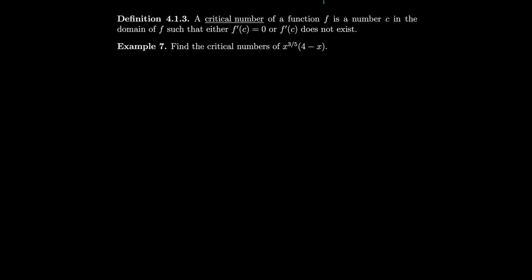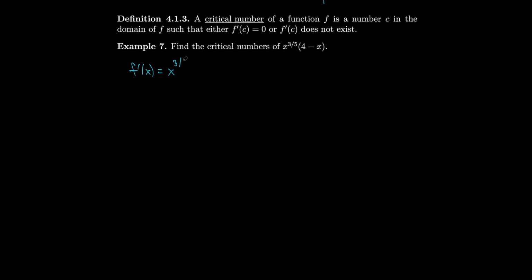Okay, so let's find the critical numbers of x to the 3/5 times 4 minus x. By Fermat, if we have a local max or min at c, then c is a critical number of f. So if we can find critical numbers in general, then we can test a lot of potential local maxes or minimums. So let's find critical numbers for this function, which is going to be good practice for finding local maxes and minimums.